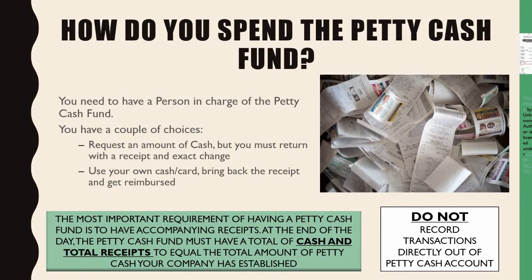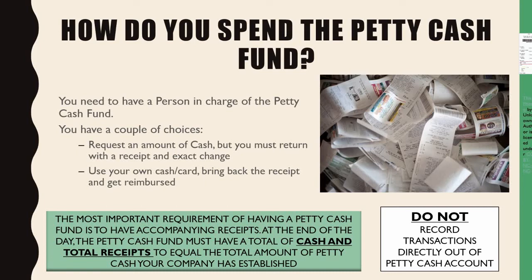Because if you think about this, the cash drawer has cash, but if you keep spending the cash and putting it back with receipts, then your box at the end of the day should have total cash and receipts that add up to the amount of what you established the petty cash drawer for. Okay? So that's the idea here, is that eventually the petty cash drawer is going to be replaced with receipts.